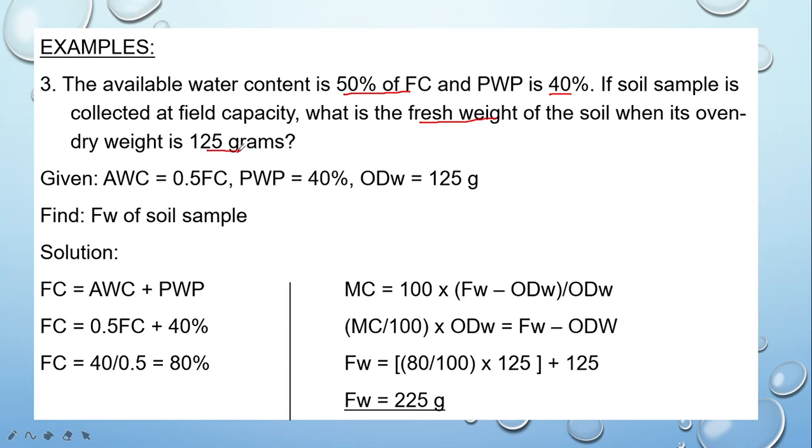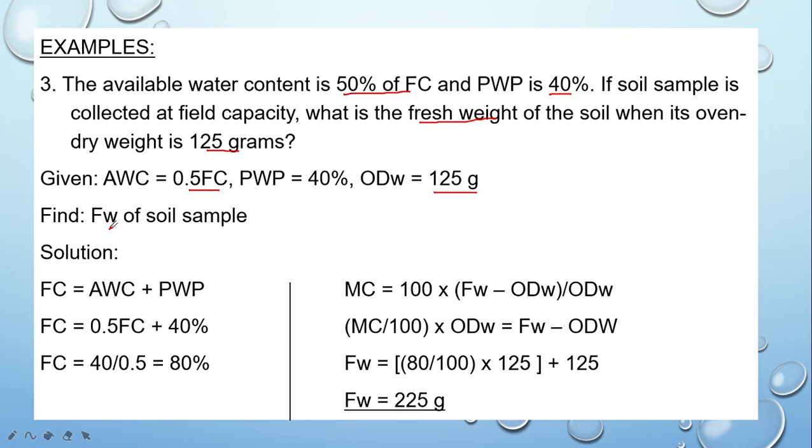So in every problem, we list down the given. We are given an available water content which is 50% of FC, so that's 0.5 of FC. And PWP is 40%. And we have an oven dry weight of 125 grams. So we find now the fresh weight of the soil sample. How do we do it?